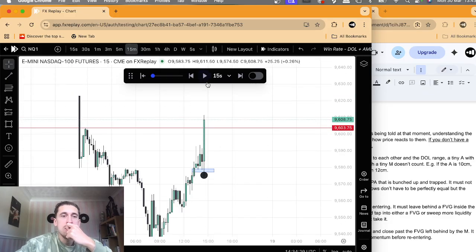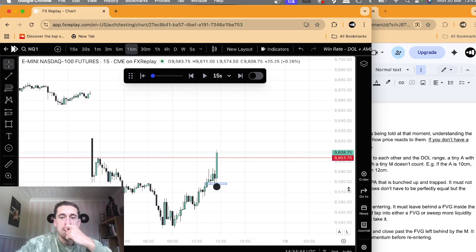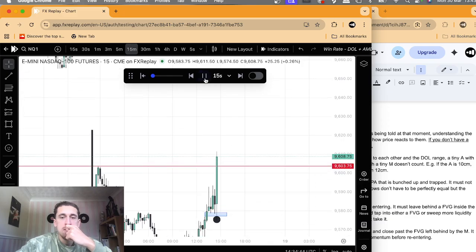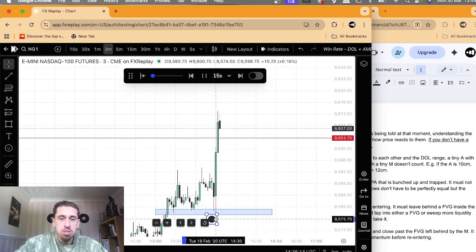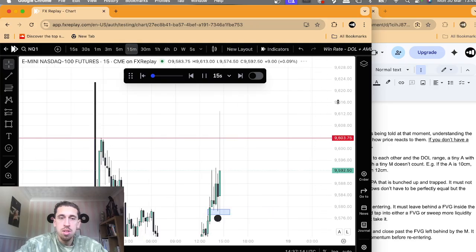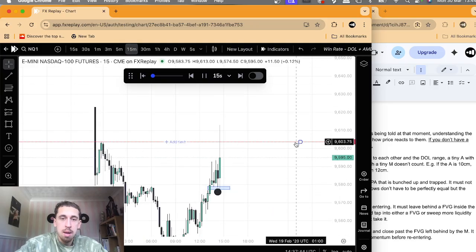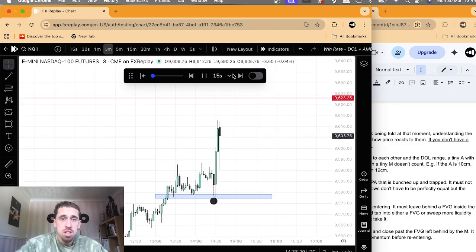Alright, so no idea now. We've just got this massive gap here. So absolutely no clue where we're off to here. So we're going to have to wait for some market structure to form. That's all we can do. The gap actually is there, so there's a slight target there.